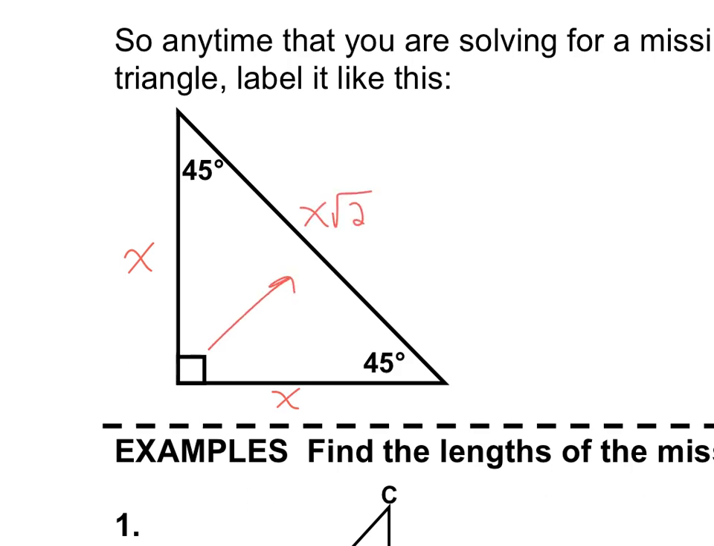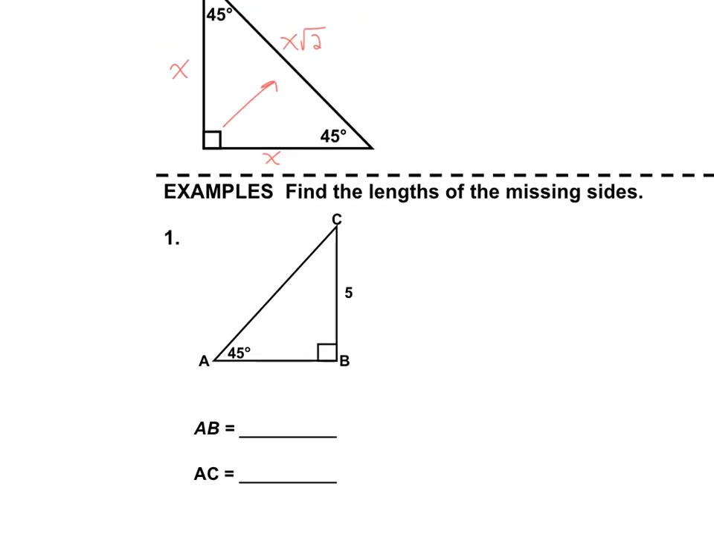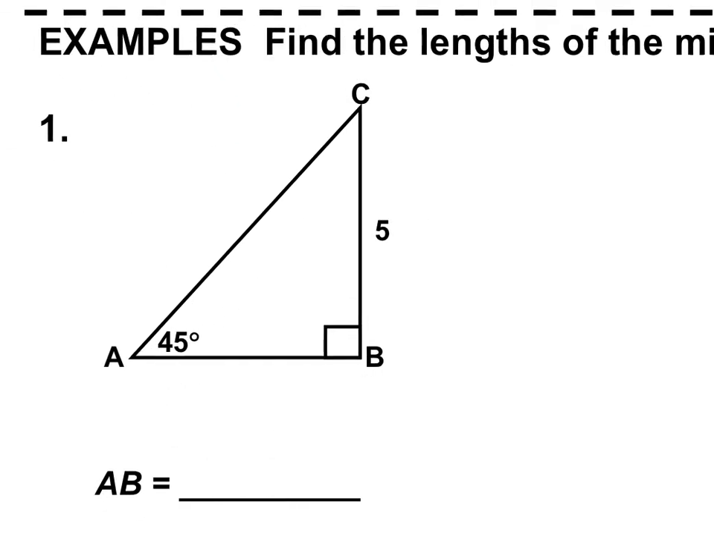So what's going to happen is every time we have one of these, they're going to give us one side, and we're going to find the other two using those expressions. So the first one's pretty easy. It says find the lengths of the missing sides. Well, I'm going to go ahead and label it just like I did the last one. The hypotenuse is your x square roots of 2, and both your legs are the x. But they gave me one of the legs, so I know what x equals, and I can use that to plug in and find the other sides.